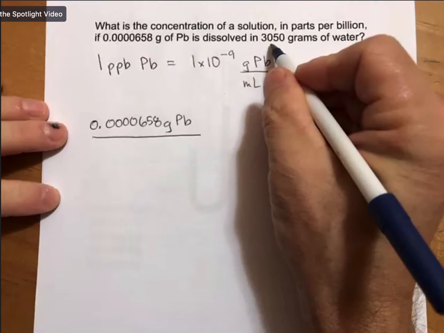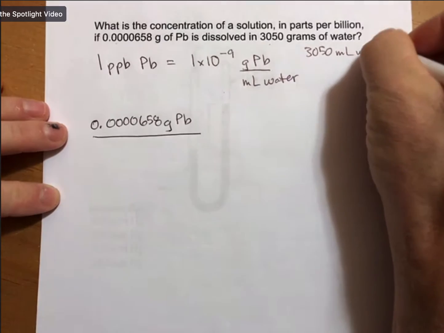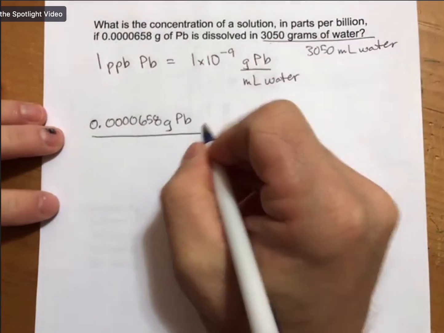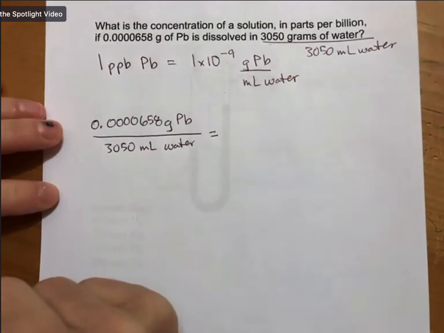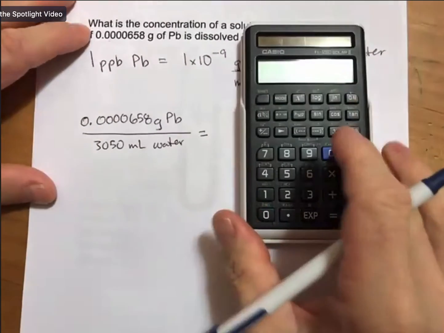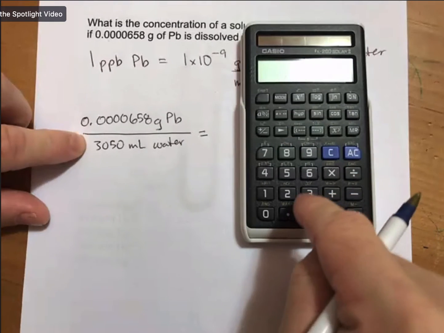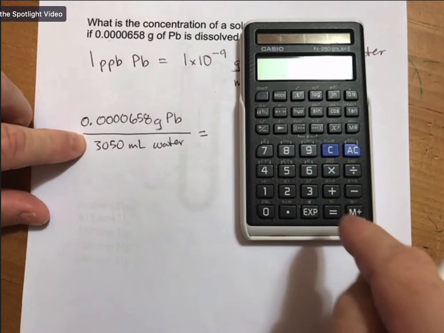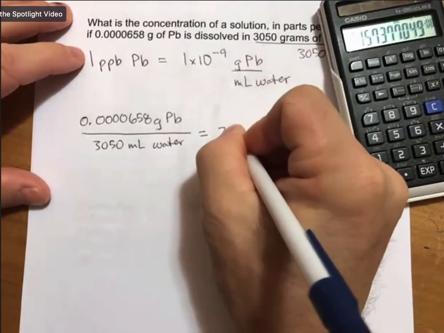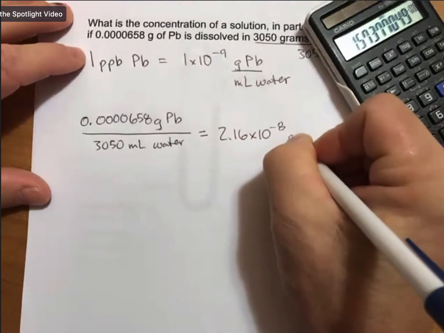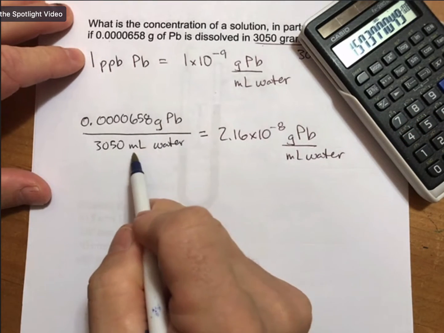So now, remember, my 3,050 grams of water is 3,050 milliliters of water. And so I'm just going to multiply this out. 0.0000658 divided by 3,050. I get 2.16 times 10 to the minus 8th. And that's grams of lead per milliliter of water.